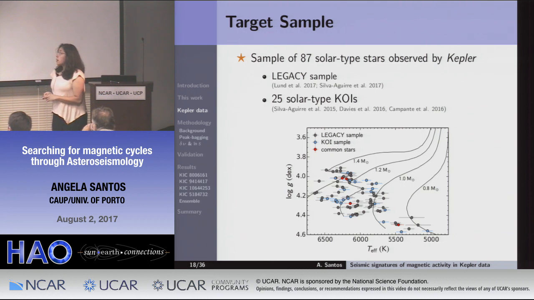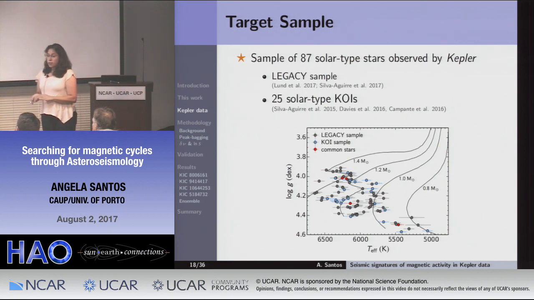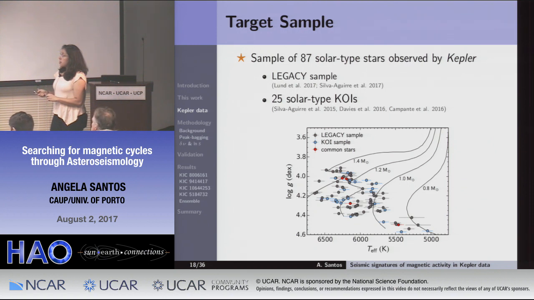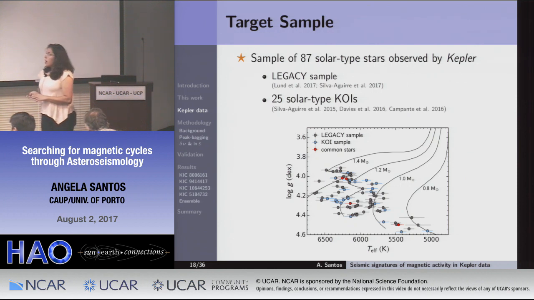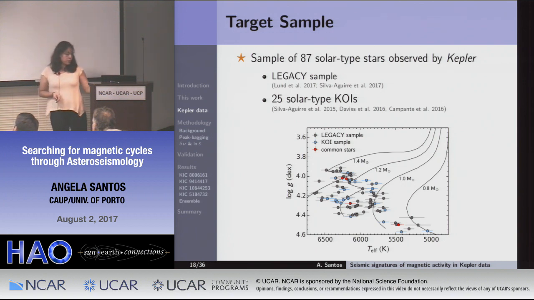So our sample is composed of 87 solar-type stars. This sample is composed of two other samples. The legacy sample is composed of 66 high signal-to-noise solar-type stars, and this is a subsample that has 4 stars in common with the previous one, composed of KOIs, Kepler Objects of Interest.